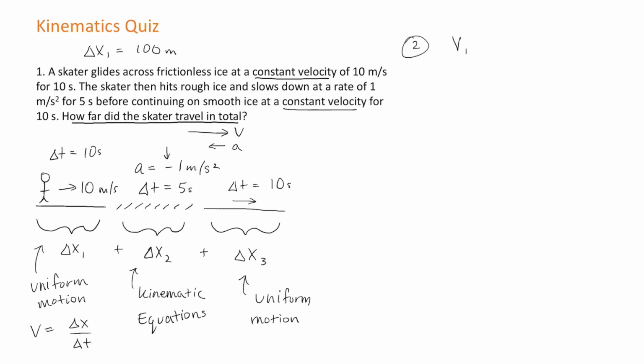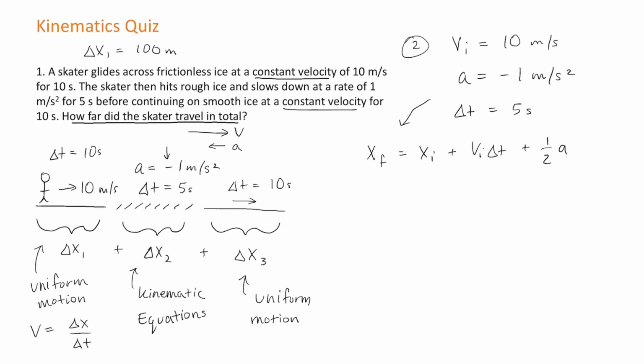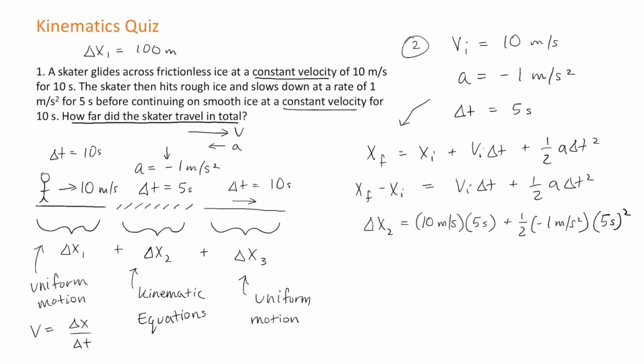We know the initial velocity was 10 meters per second, the acceleration was negative 1 meters per second squared, and the time was 5 seconds. Based on what we know, we can use the xf is equal to xi plus vi delta t plus 1/2 a delta t squared kinematic equation to solve for our change in position. All I have to do is move xi onto the left-hand side, and now I have our change in position for the second part of the motion. From there, I'll just plug in the values and solve for delta x. And what we find is that the change in position is about 37.5 meters.